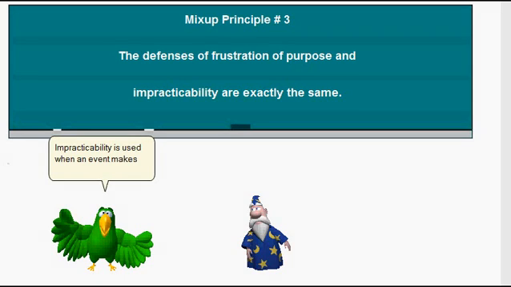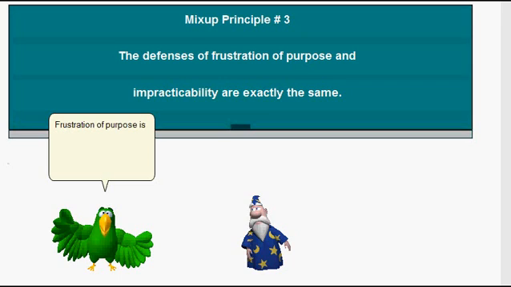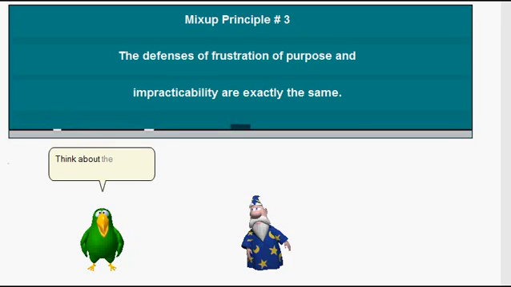Impracticability is used when an event makes it very difficult to perform. Frustration of purpose is used when an event eliminates the defendant's reason for entering the contract. Think about the case of Crow v. Henry. Henry wanted to see the coronation procession. He promised to pay Crow to let him use Crow's apartment.